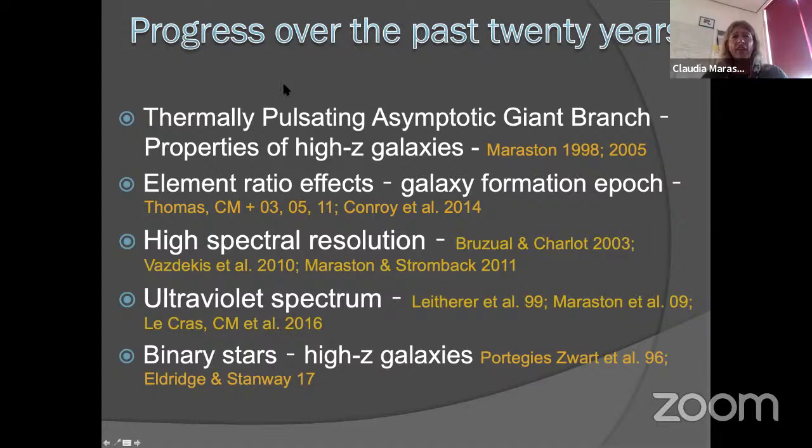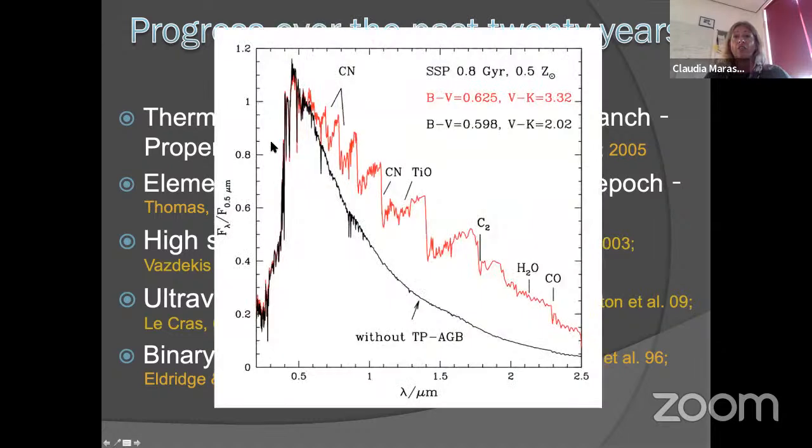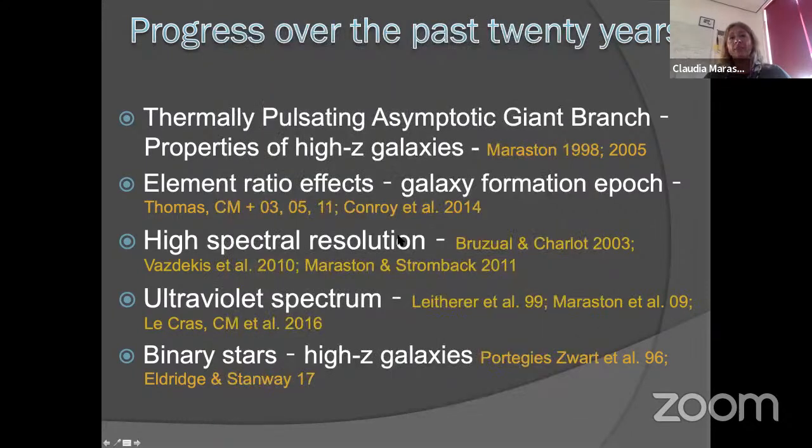And I have a brief bullet point list that you can look at afterwards, in which the really new physics that has been put in, the effect of these pulsating phases during the asymptotic giant branch, which is still being discussed, has an impact on the properties of high-redshift galaxies. And the Brazilian colleagues have actually helped a lot using these models. And then this plot that I just showed you, the effect of including carbon stars in the models, is to enhance and make visible certain molecules that only develop during this phase.